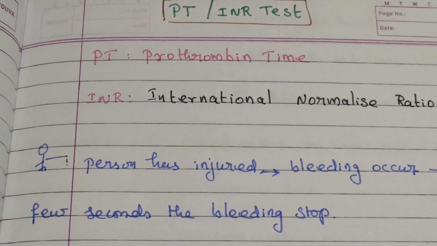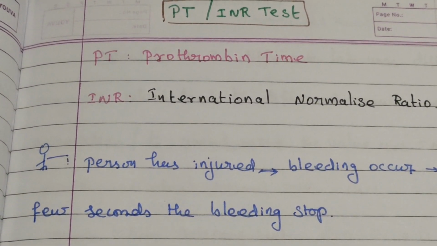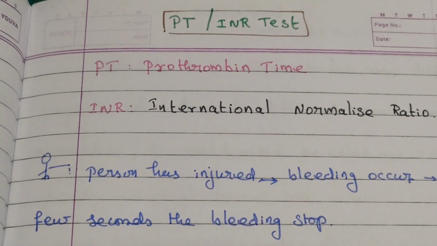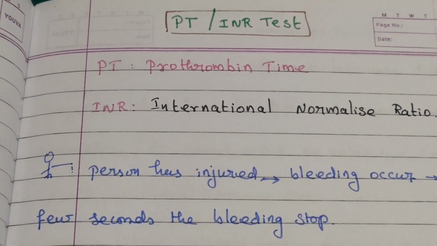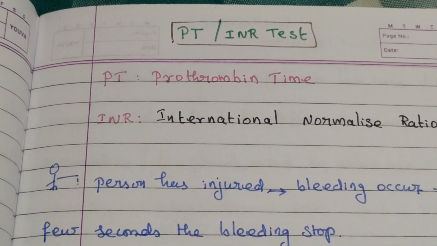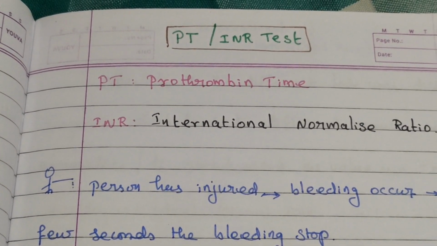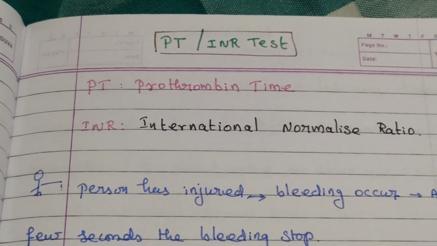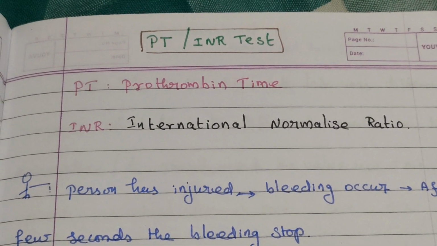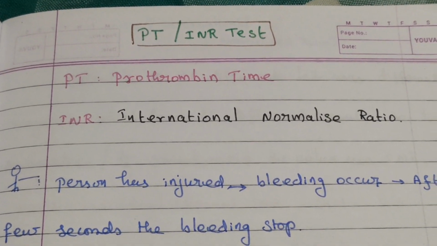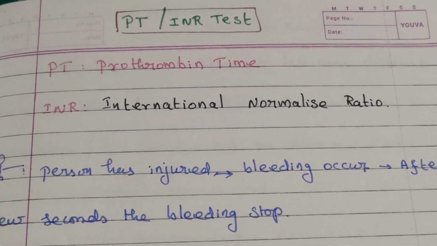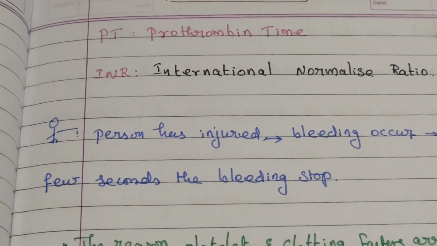In this video, we'll discuss the PT INR test. PT means prothrombin time. INR means international normalized ratio. So the PT INR test is the prothrombin time and international normalized ratio test.